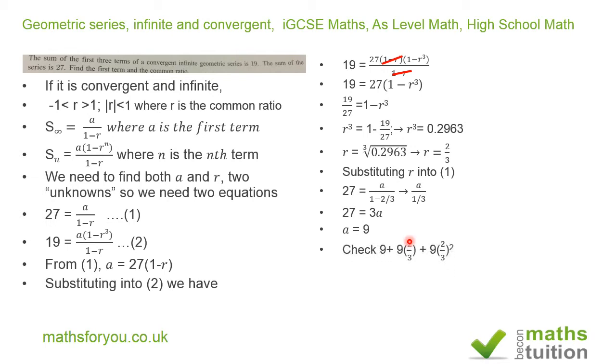Now just to check, we want to add the first three terms. Okay, if we do 9, which is the first term, the second term will be 9 times the common ratio, and the third term is going to be 9 times the common ratio squared. And from this, we have that 9 plus 6 plus 4. 9 plus 6 is 15, 15 plus 4 is 19. So that checks all right.